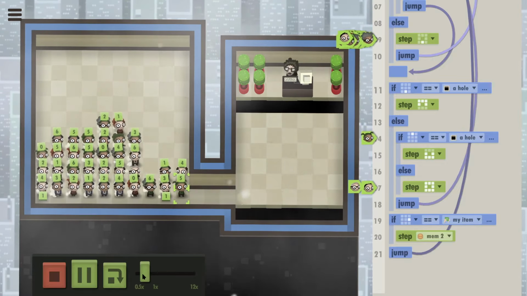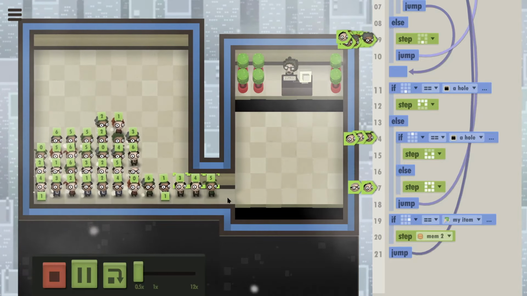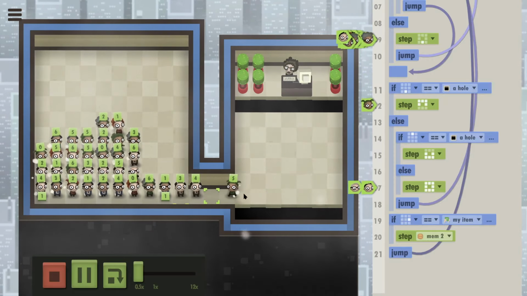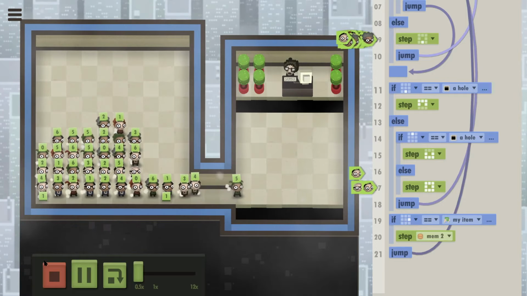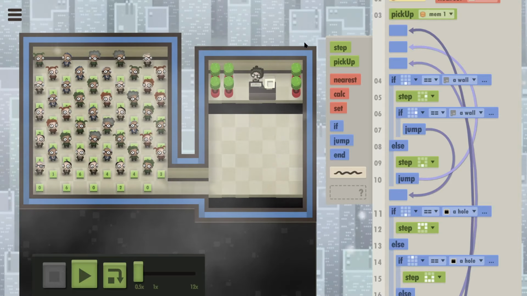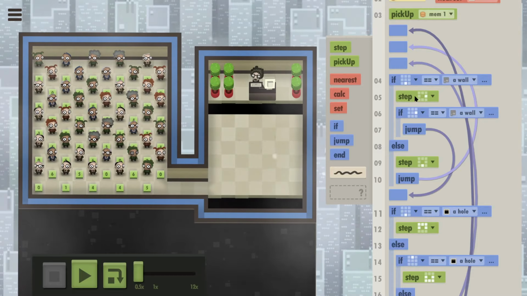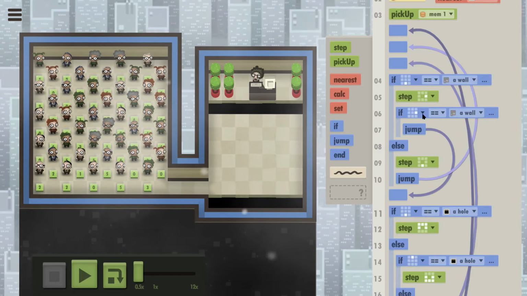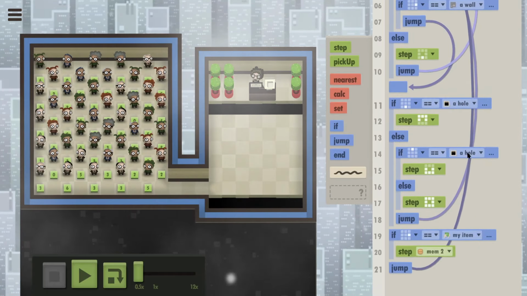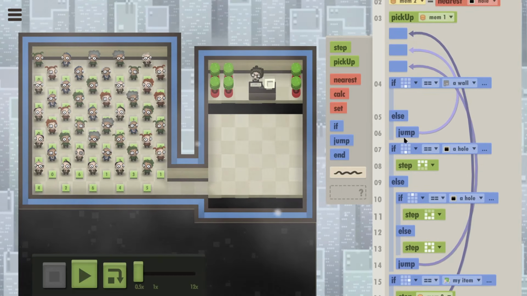Now they're just wandering straight in. This equals a hole. Step up. Okay, so she's not walking all the way to the wall. That's the problem now. If this equals a wall, step right. That equals a wall. I'm so confused with this now that the basic commands are just throwing me.